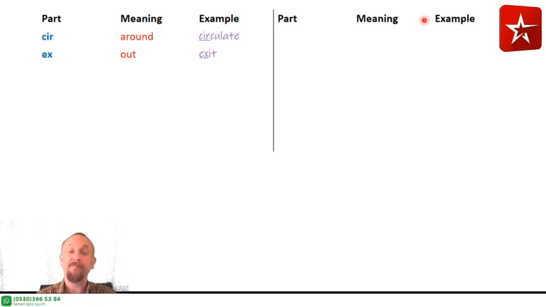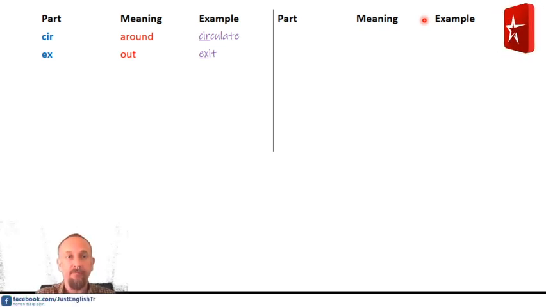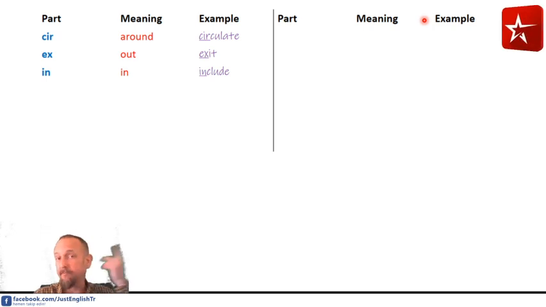Then we had ex, which we've already discussed extensively, which means out of. It does have another meaning. It means former or before. Like ex-girlfriend, former girlfriend, ex-boyfriend, former boyfriend, ex-president, former president. But generally this is used with a hyphen. It's used with nouns, not roots, as it were. Then in means in. This should be an easy one to remember.